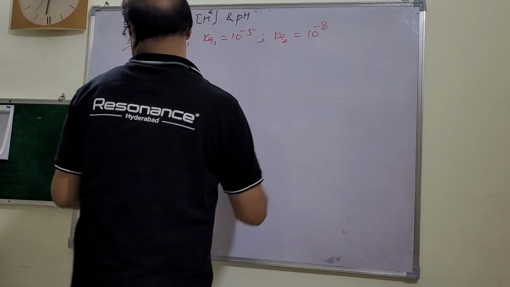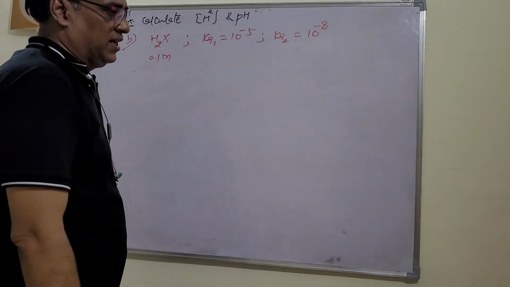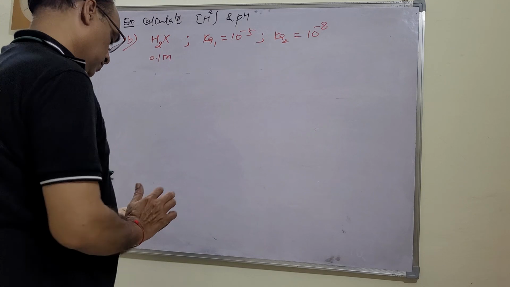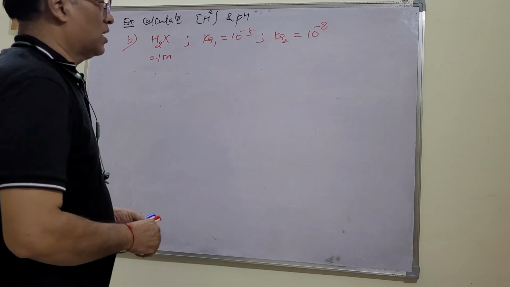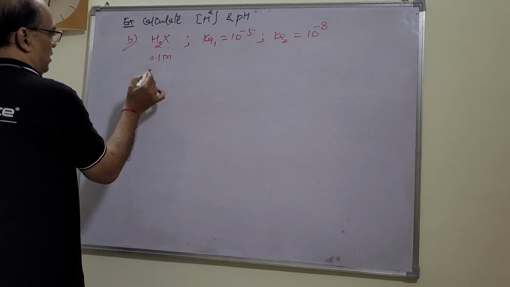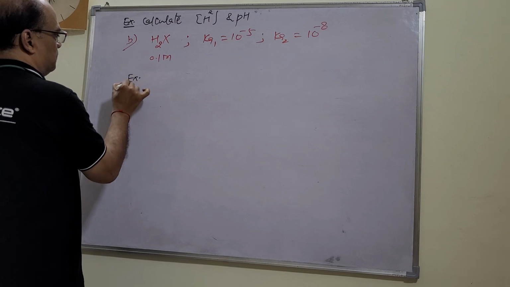I am again assuming that whatever I am doing with the acid, a similar thing you can do with the base by simply replacing the Ka with Kb, and the calculation concepts are the same. So what is the mistake generally people do? Suppose I change the question. I will take another question.